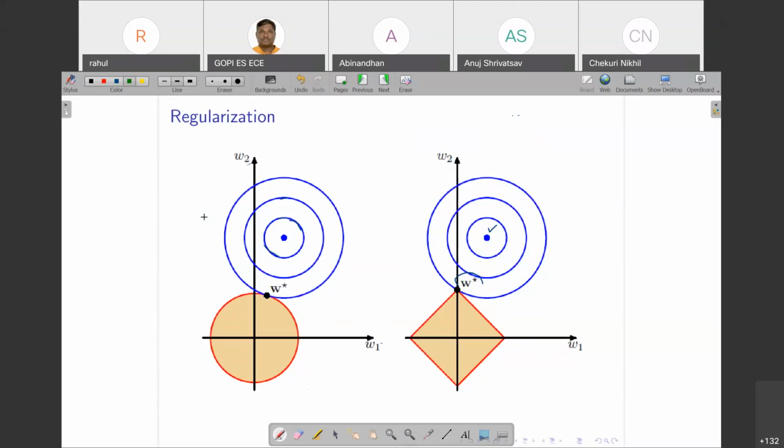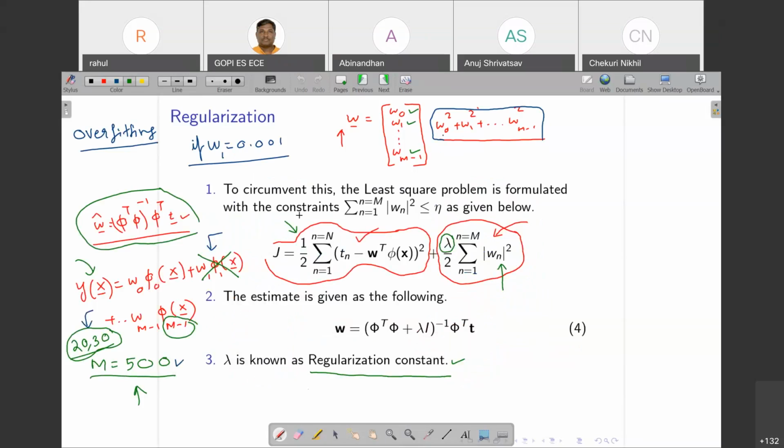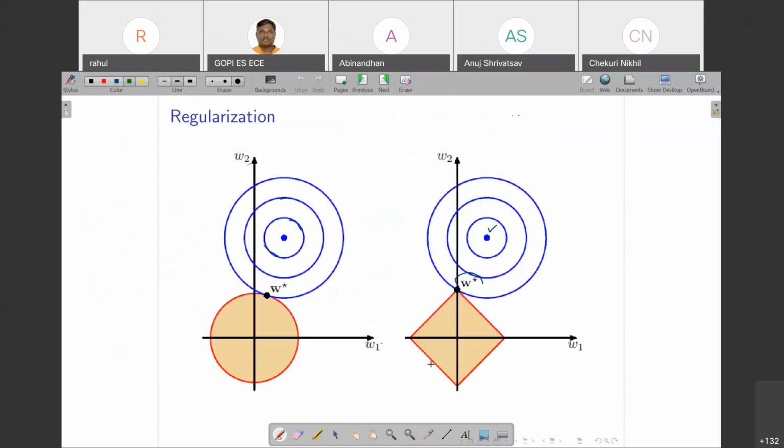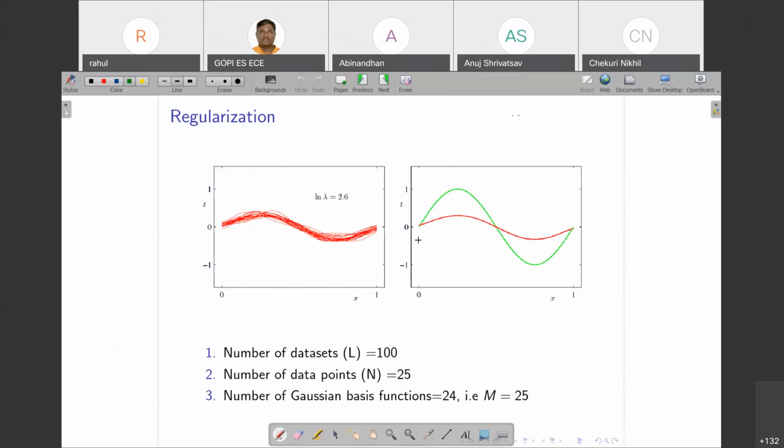As I told you, in the regular least square method, we are trying to minimize the first term. Now we are imposing the second term also, controlled by lambda. In today's class, we call this lambda the regularization constant. Now I am going to answer the question from Anand and for everyone: how does this prevent overfitting? That is exactly the importance of regularization.